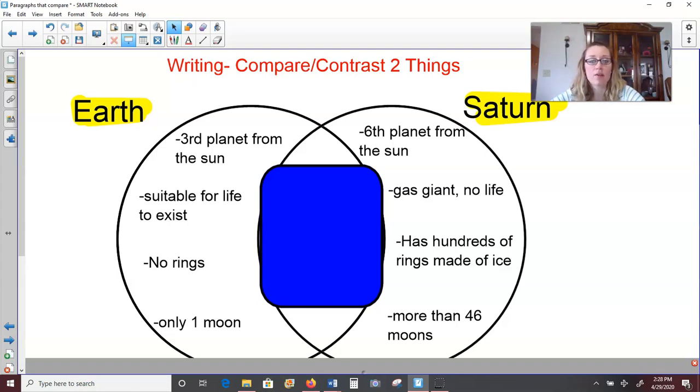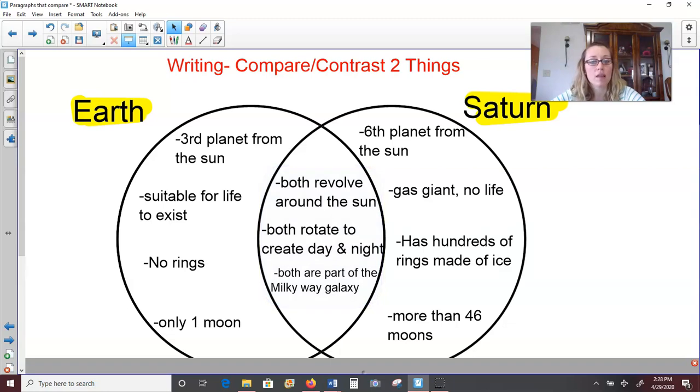And then in the middle is where we are comparing Earth and Saturn. So where the two circles overlap shows my similarities. So I said that both revolve around the sun. So that's true. Both the Earth and Saturn have to move around the sun. Now they may do that at a different speed, or it might take them a different length of time to do that, but it is still a similarity that both planets revolve around the sun.